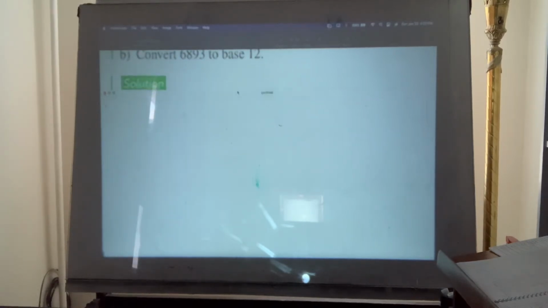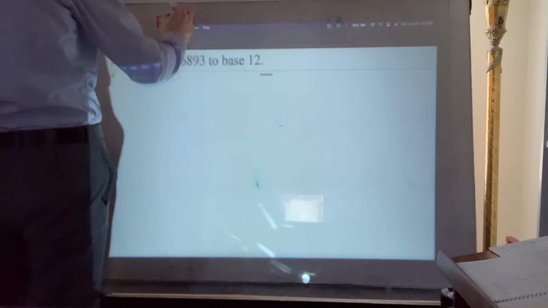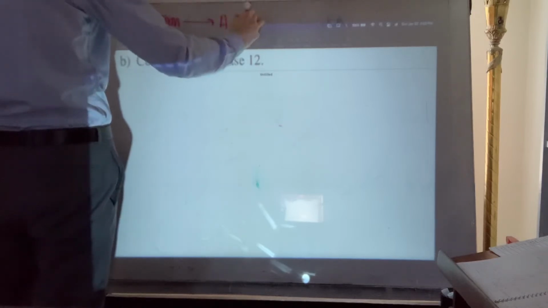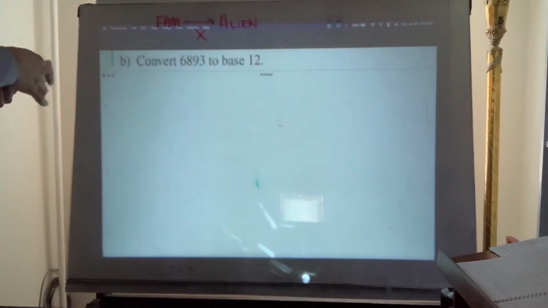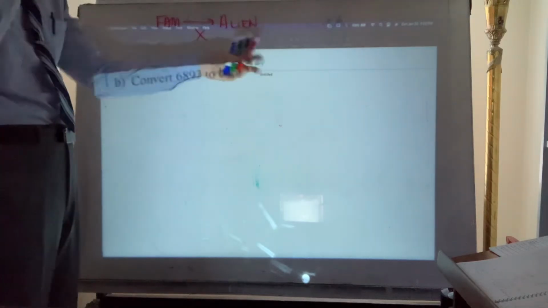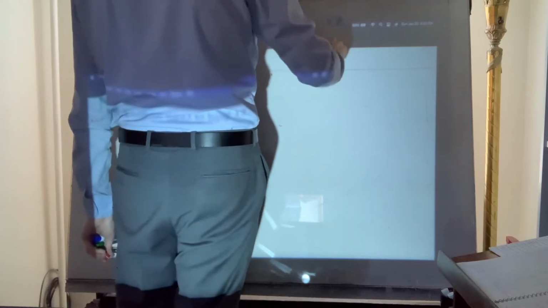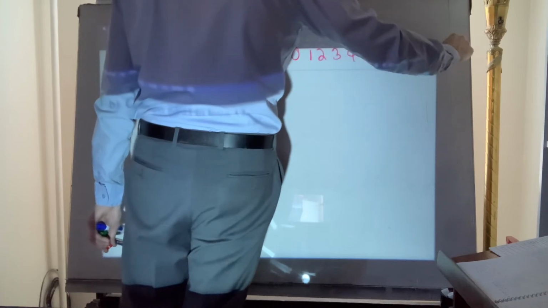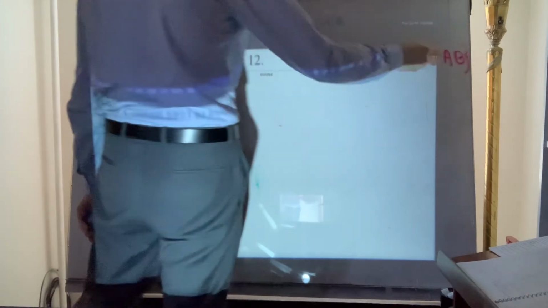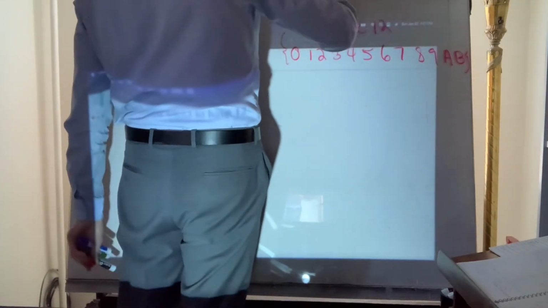Focusing on that. What are we doing? We're converting from what is familiar to what is alien. So we're going to multiply. Let's establish again the character set for base 12. 0, 1, 2, 3, 4, 5, 6, 7, 8, 9, A, B, with commas in between. This is base 12, aka duodecimal.